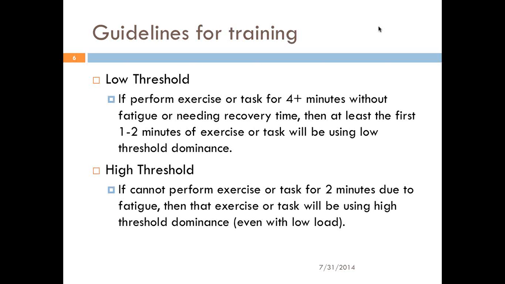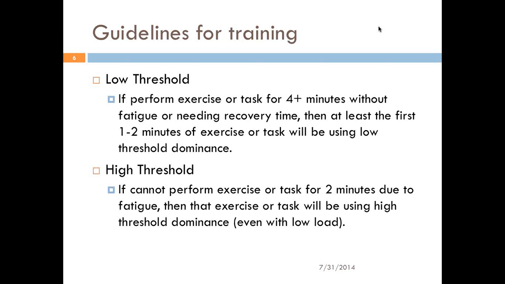For low threshold training, if the exercise or task is going to be performed for greater than 4 minutes without fatigue or needing recovery time, then at least the first 1 to 2 minutes of the exercise or task will be using low threshold dominance. Therefore, if you want to train these muscles, you're going to try to do it for a longer period of time, making these muscles work for longer endurance. For the high threshold muscles, if you cannot perform the exercise or task for 2 minutes due to fatigue, then that exercise or task will be using high threshold dominance. So even with a low load, if you're doing it for less than 2 minutes, you're going to be using the fast motor units.